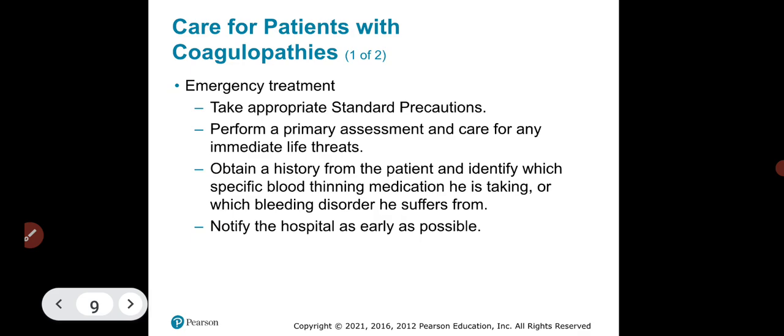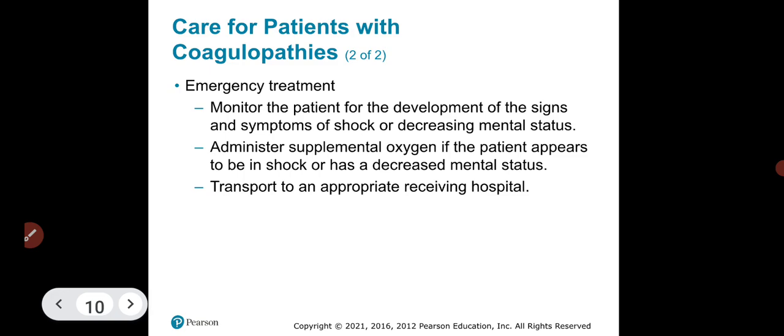All right, so care for patients with coagulopathies. Emergency treatment. Take appropriate standard precautions. Perform a primary assessment and care for any immediate life threats. Obtain a history from the patient and identify which specific blood thinning medication he is taking or which bleeding disorder he suffers from. Notify the hospital as early as possible. So that's in our report. We let them know that they're on blood thinners, and if it's something bad we cannot control, we let them know even sooner, even before our report.